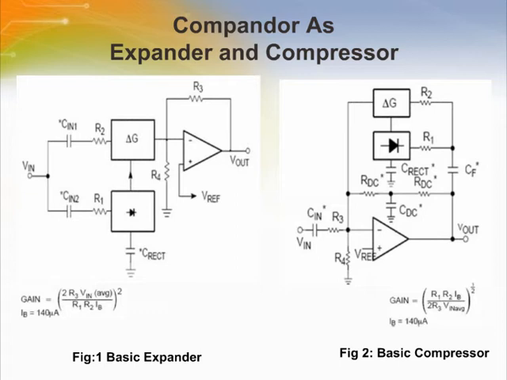Figure 2 shows the diagram for a compressor. This is essentially an expander placed in the feedback loop of the op-amp. The G cell is set up to provide only AC feedback, so a separate DC feedback loop is provided by the two RDC and CDC. The value of RDC will determine the DC bias at the output of the op-amp.